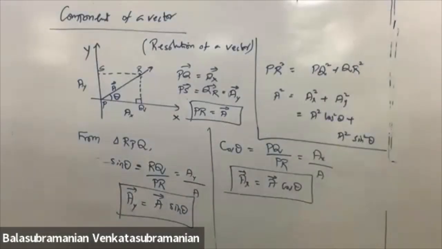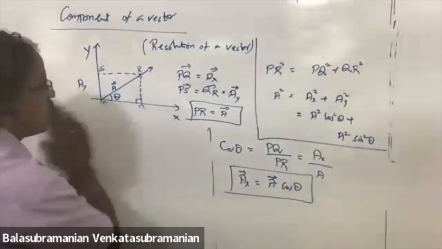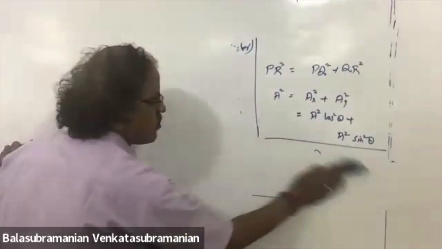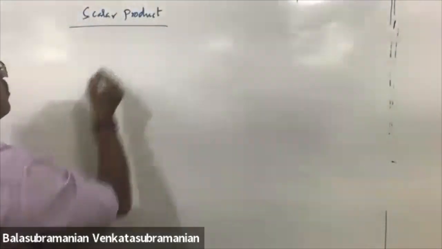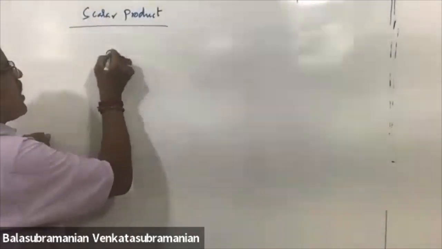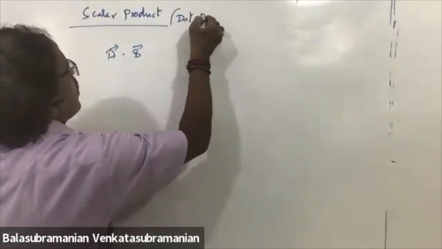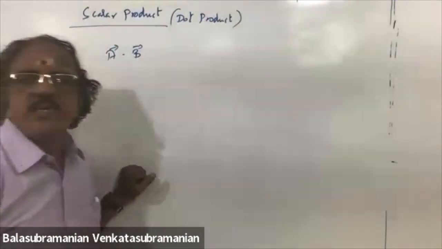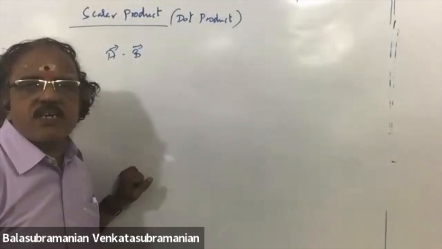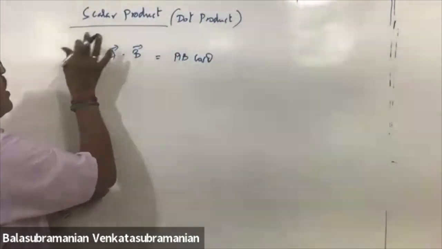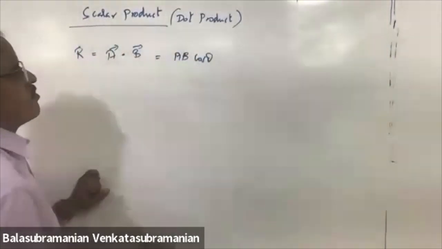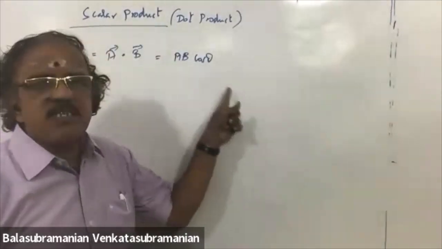Next, scalar product of two vectors. Scalar products. The formula says A vector dot B vector. So it is otherwise known as dot product. A vector dot B vector is equal to AB cos theta. Here the resultant is a scalar. Resultant AB cos theta is a scalar.